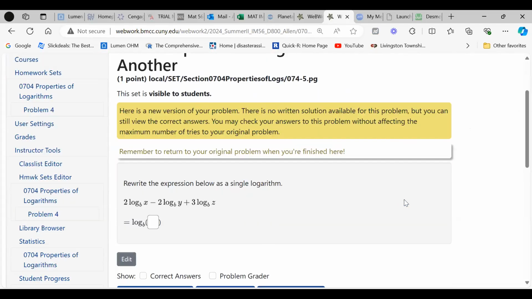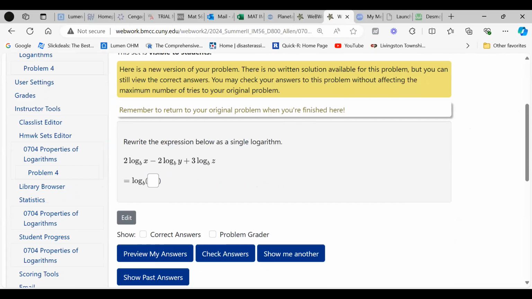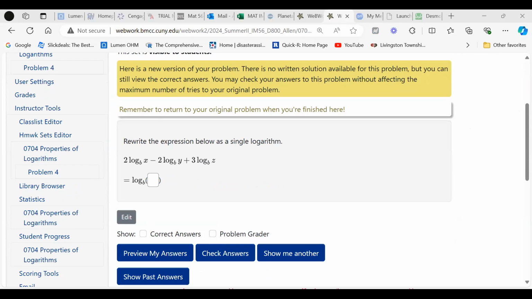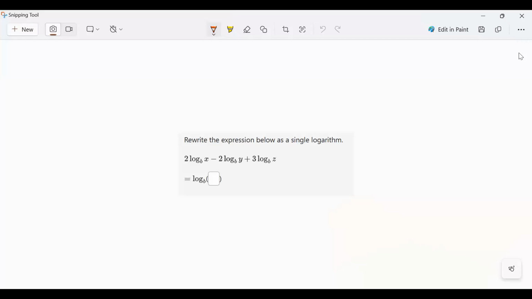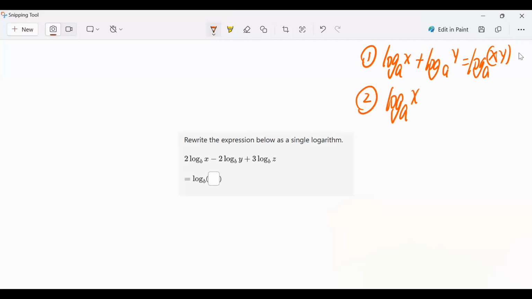Let me show another one. So let's do it. Basically, we're going to condense this into a single logarithm. So we're going to use a couple of properties, 3 properties, right? First one is when you add logs with the same base, you multiply x and y. Then when you subtract with the same base, this is log a of x over y.